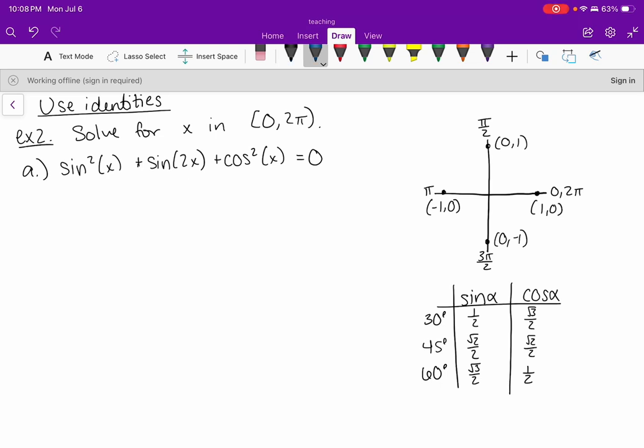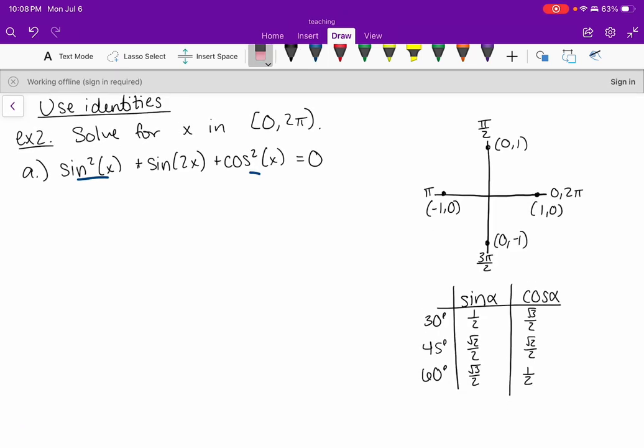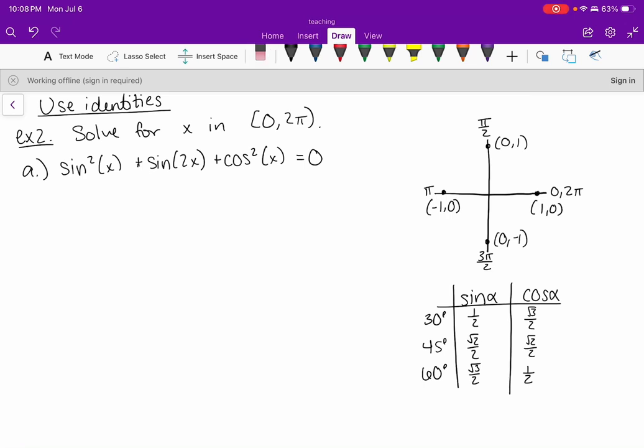Okay, there's a bunch of issues with this one. One, I've got a sine and I've got cosine in here. That's a problem. The other problem is that I have stuff with 2x and I have stuff with just x. That is a sure way to tell that you need to use identities.